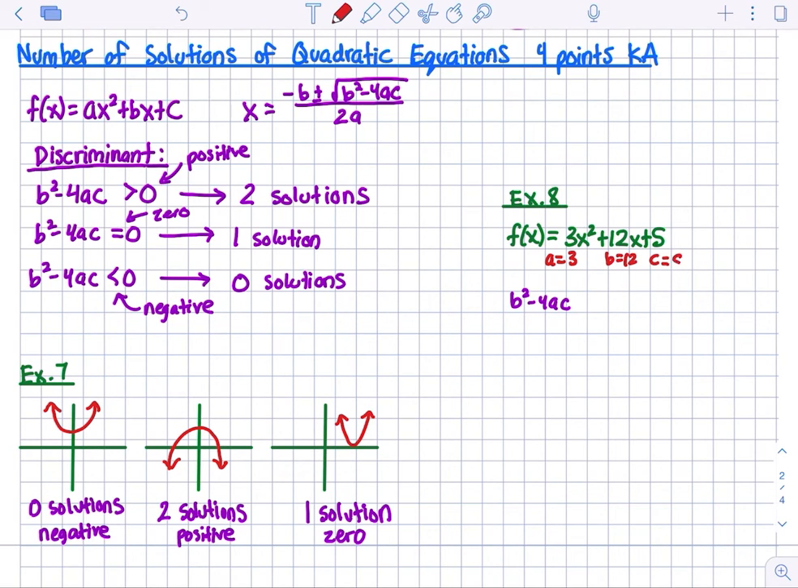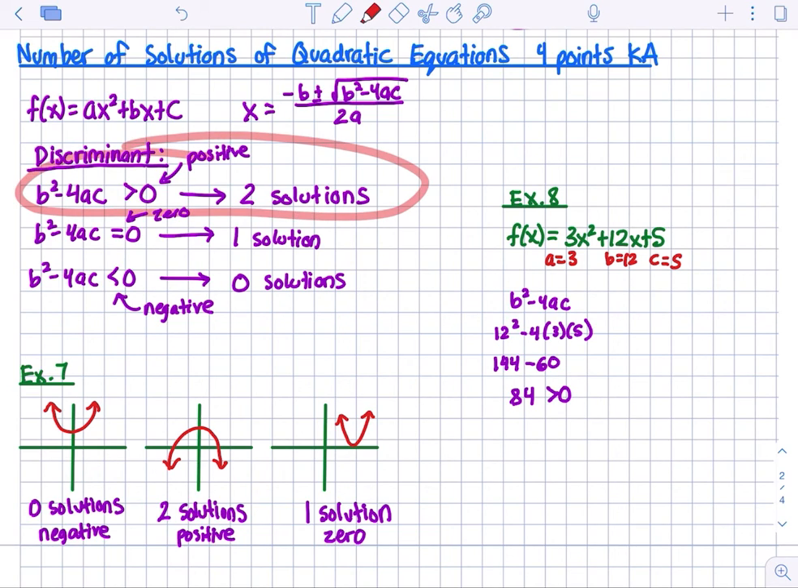So when we find the discriminant, we have 12 to the second minus 4 times 3 times 5. 144 minus 60 is 84. 84 is greater than 0. So since 84 is greater than 0, that means we have this one. Our discriminant is positive. So since it's positive, that means we have 2 solutions.